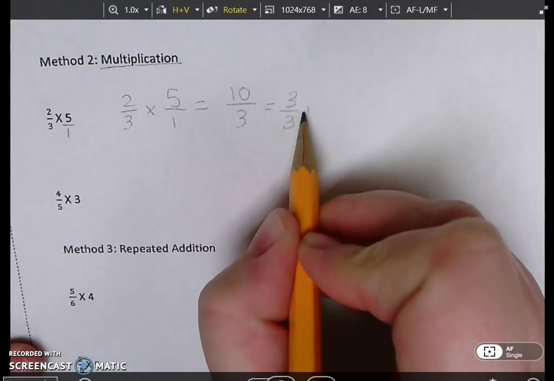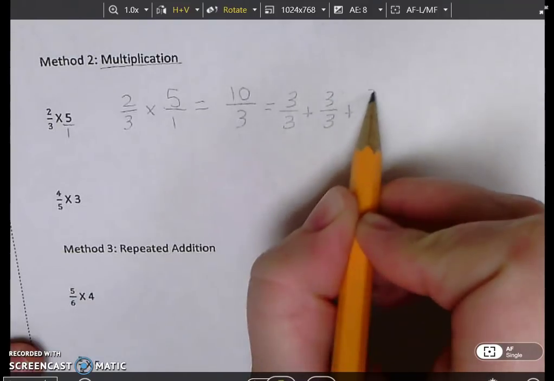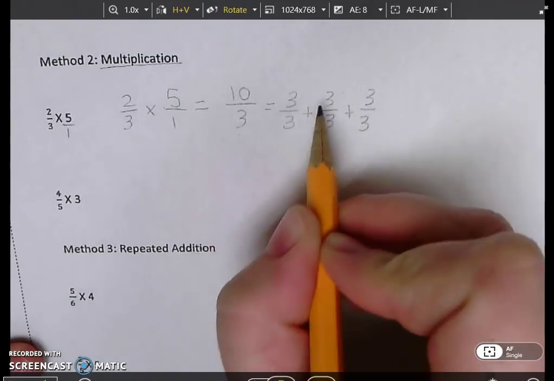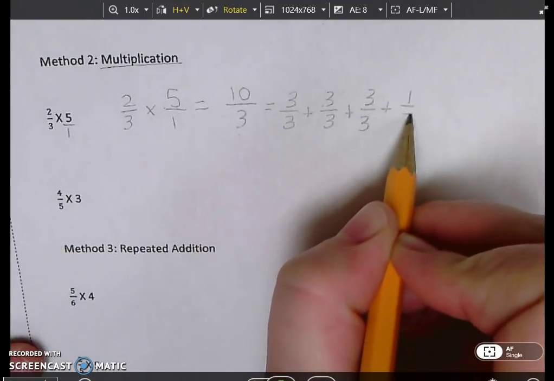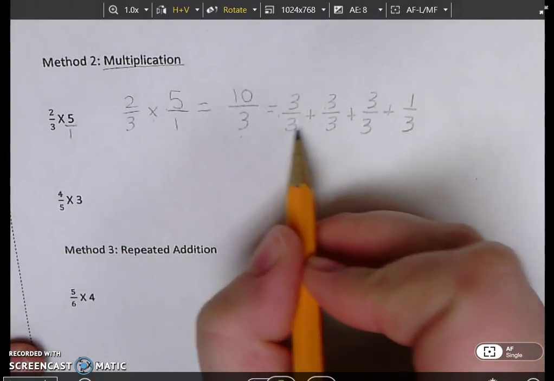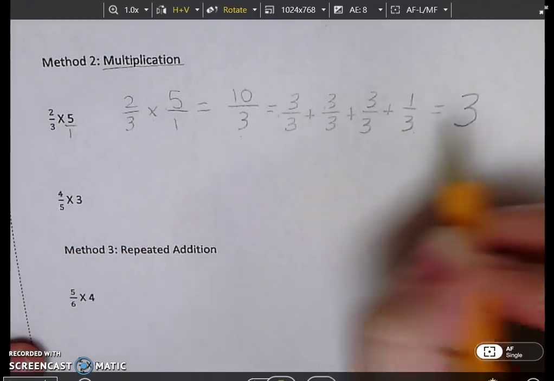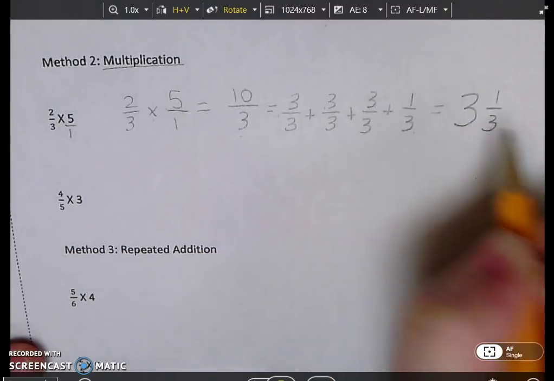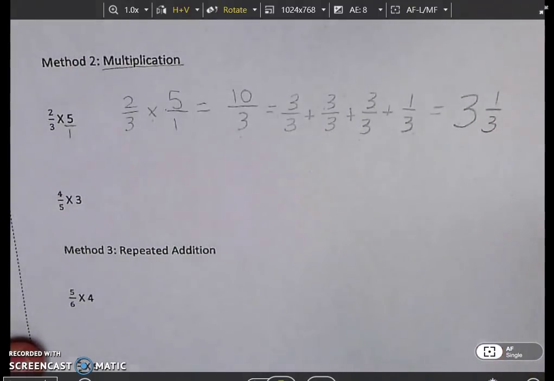So 3 makes a whole, 6, 9. So 3, 6, 9, and I need one more to make 10. So that would make 10. Let's count how many wholes I have. I have 1, 2, 3 wholes, and 1/3. So my answer would be 3 wholes and 1/3.